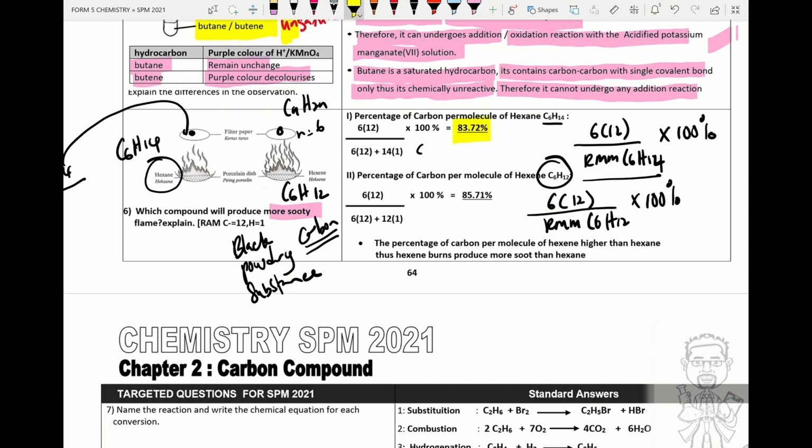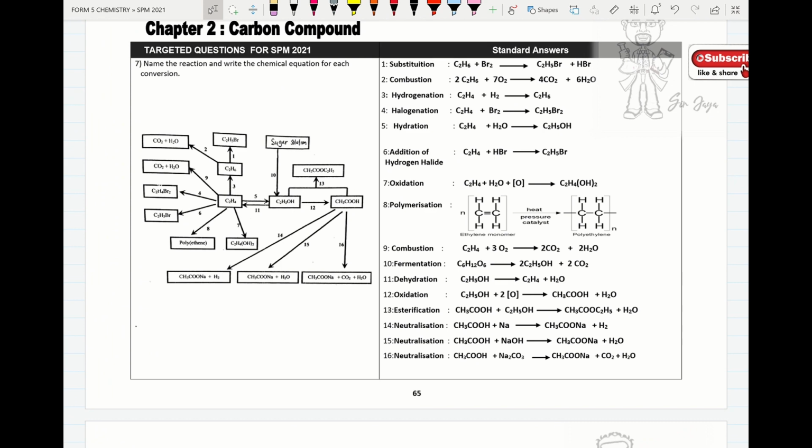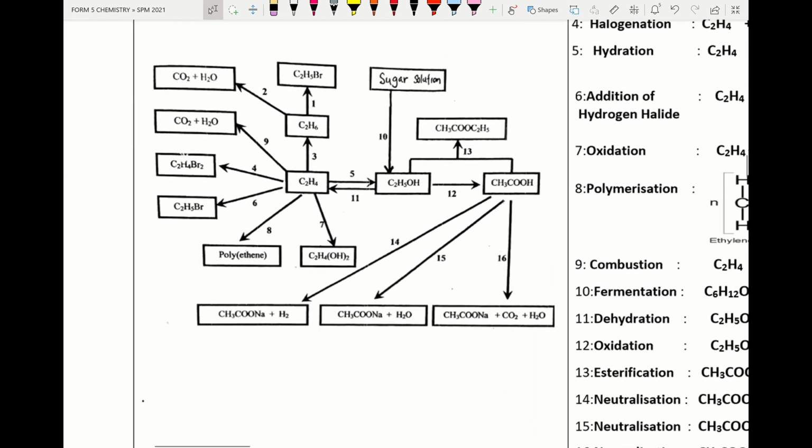So here we have hexene. Hexene is higher, therefore we write the percentage of carbon per molecule of hexene is higher than hexane, thus hexene burns to produce more soot than hexane. So please remember all these questions. Conversion of carbon compounds, please remember all the conversions of carbon compounds.